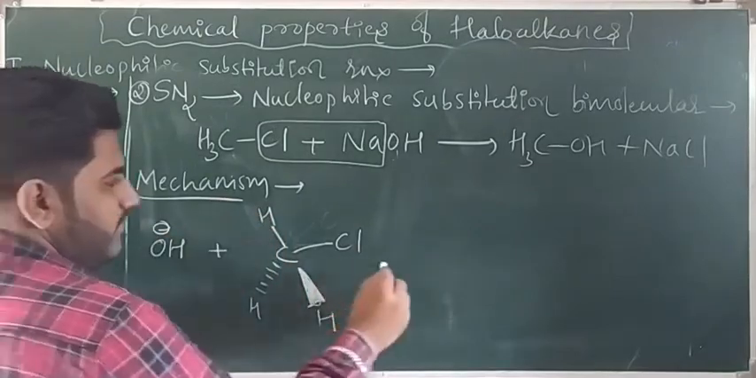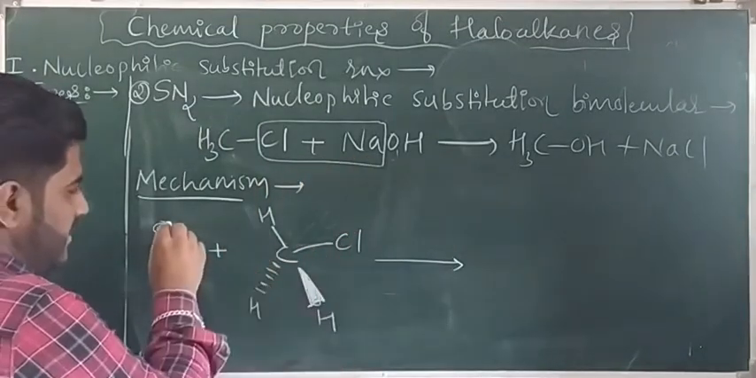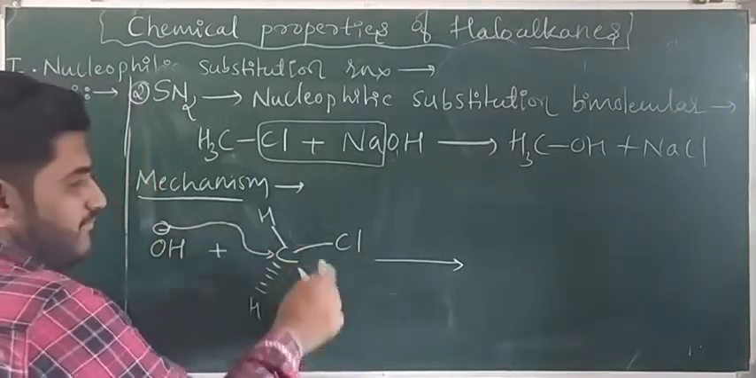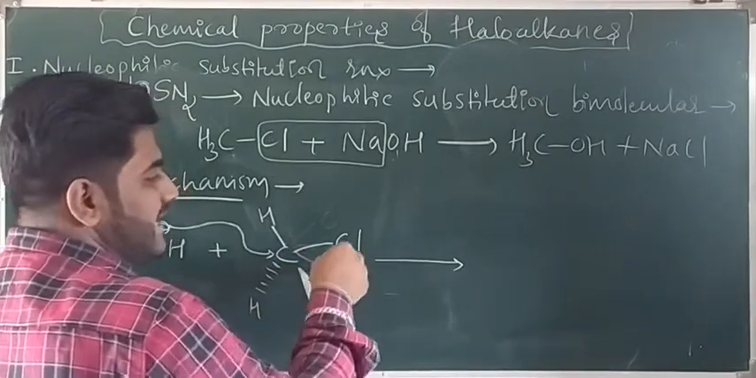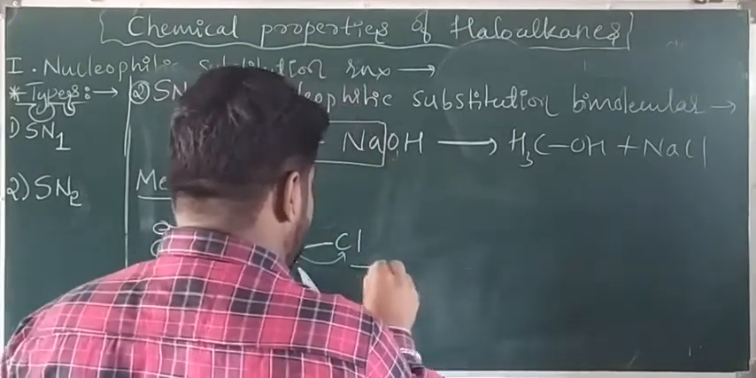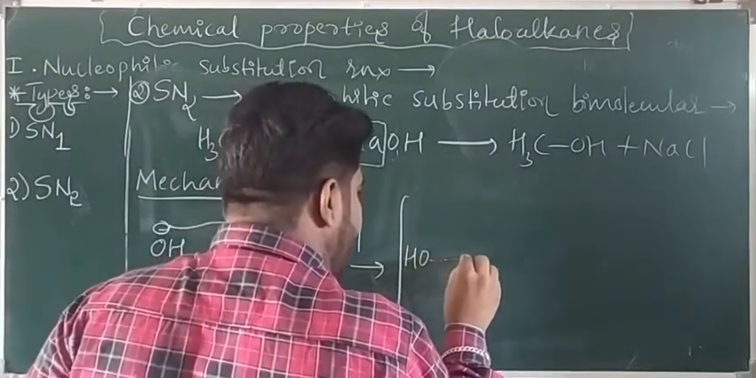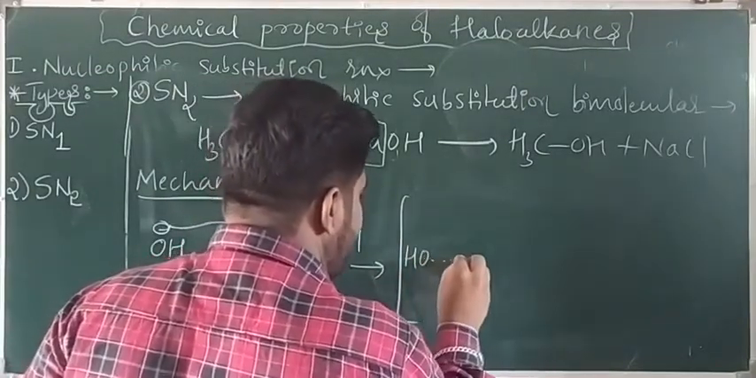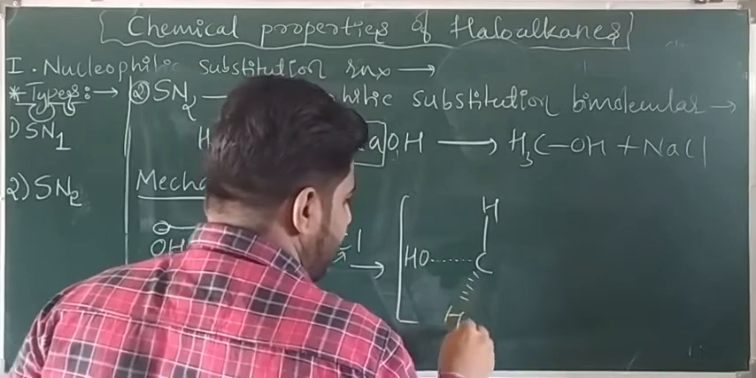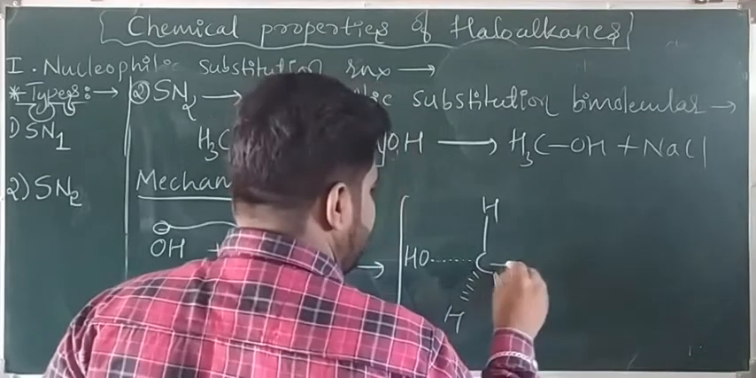So when this alkali comes near to this haloalkane, it will attack the carbon from the backside. Here it is the front side, backside attack, and Cl is eliminated as Cl minus. So here it passes through a transition state. Carefully see here, OH is bonded to this C, I will show in a dotted line. Here it is an H, this is another H below the plane, this is an H above the plane, and here this is Cl.